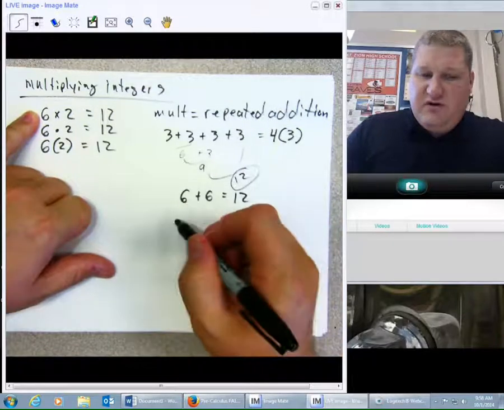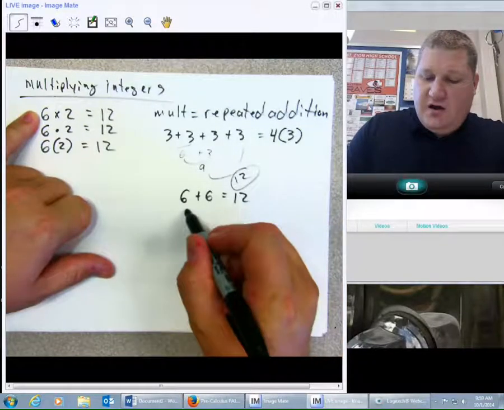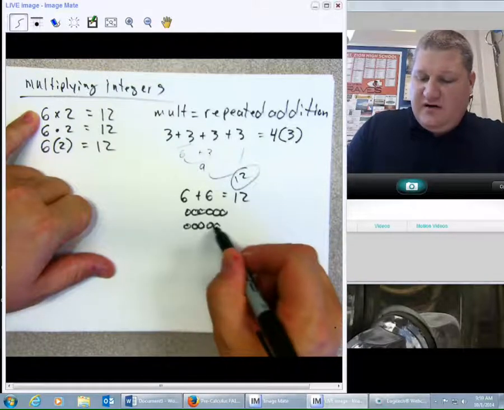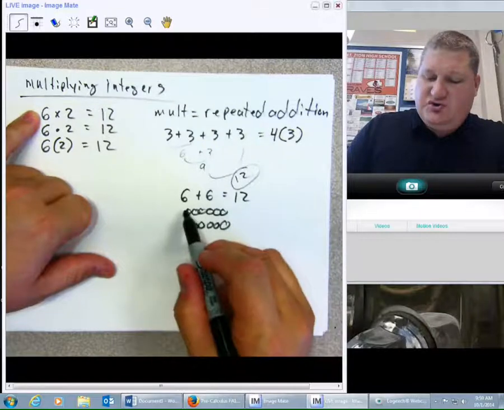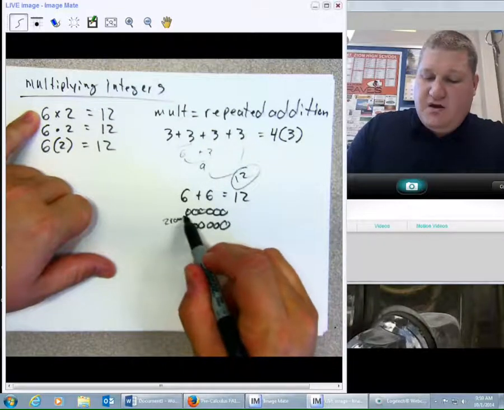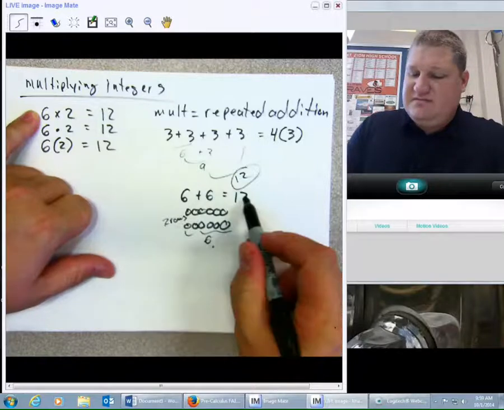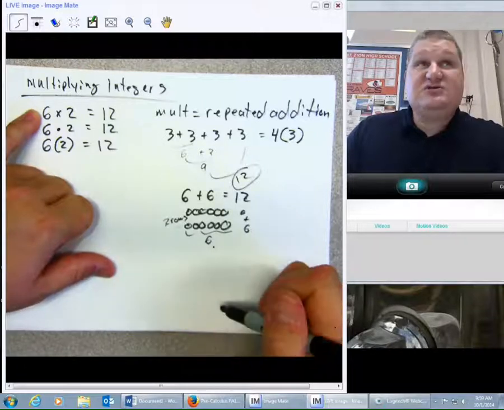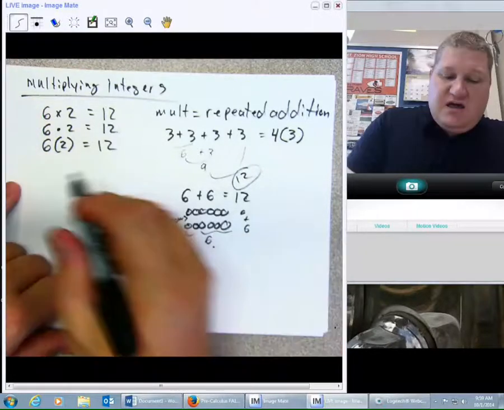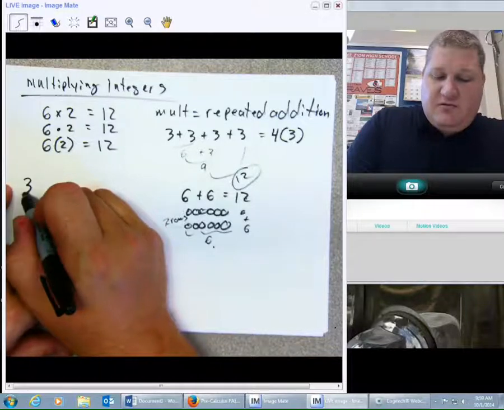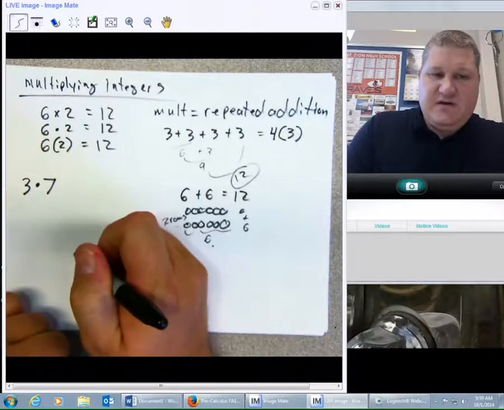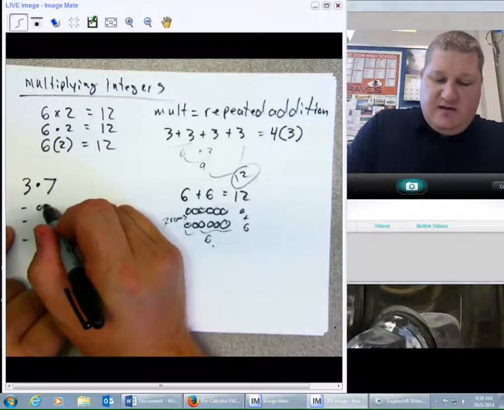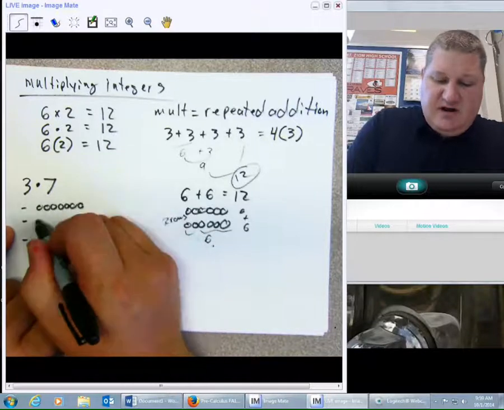If I were to try to do items, I have 6 items there. I have 6 items here. And so I have 2 rows of 6. 2 times 6 is 12, or 6 plus 6 is 12. So you'll notice it's just repeated addition. If I come up with something like this, 3 times 7, 3 times 7 means I have 3 rows, 1, 2, 3, and in those rows I have 7 items.